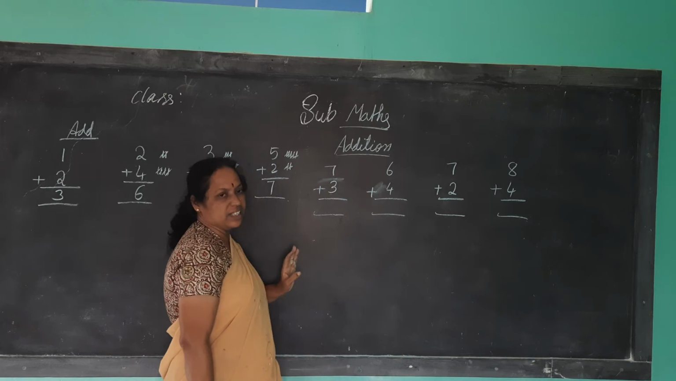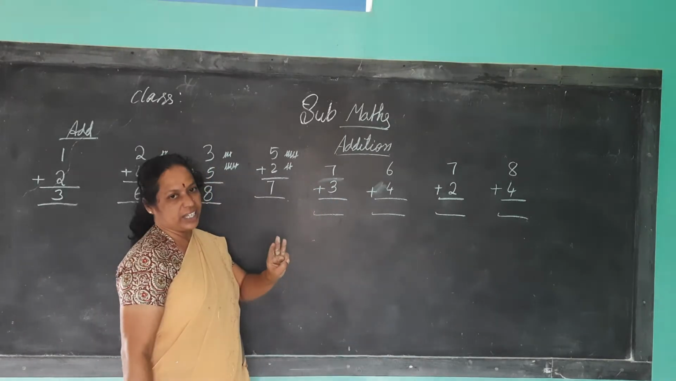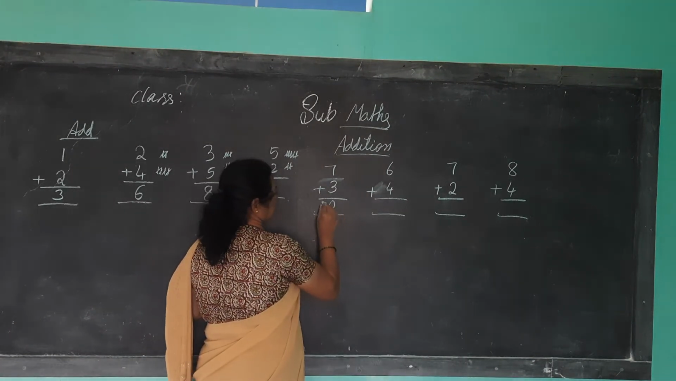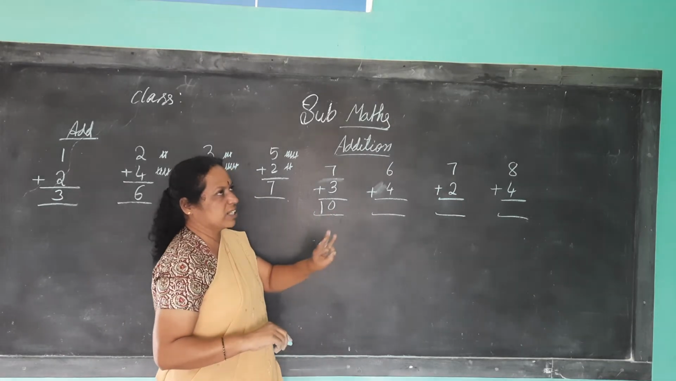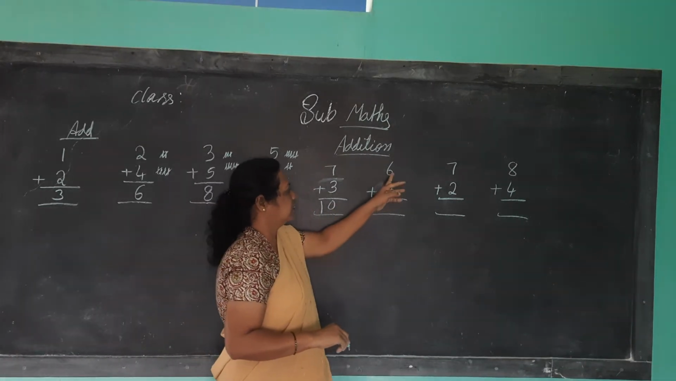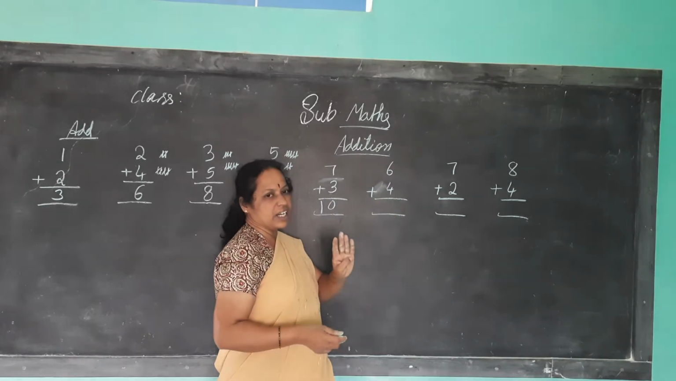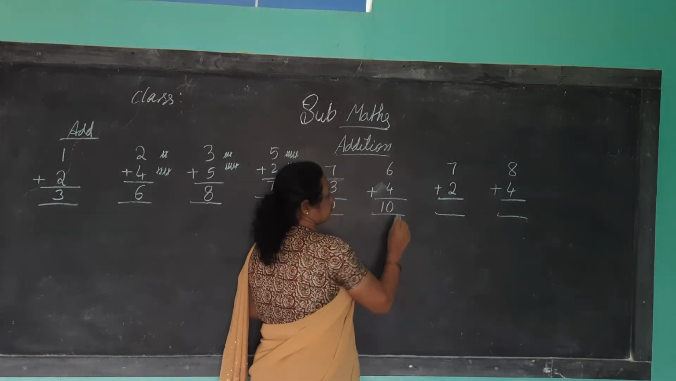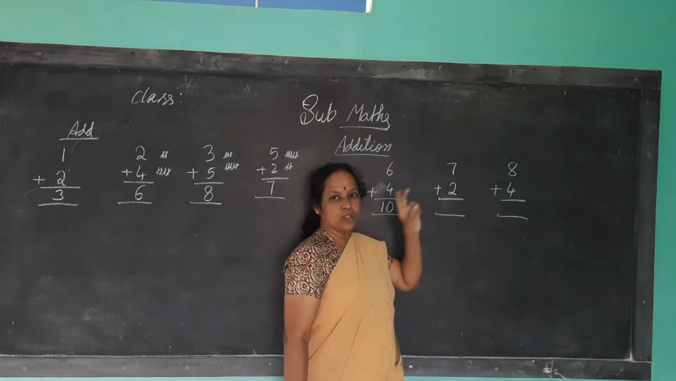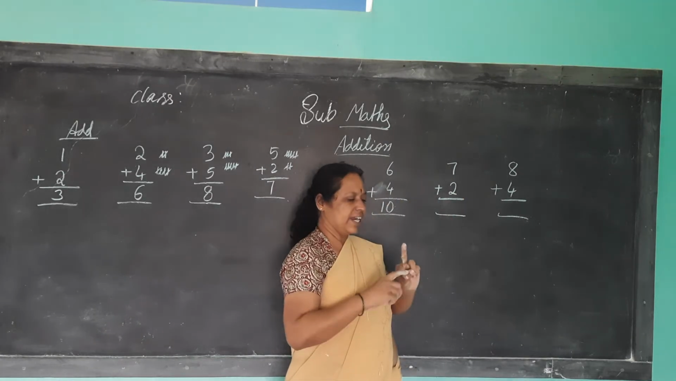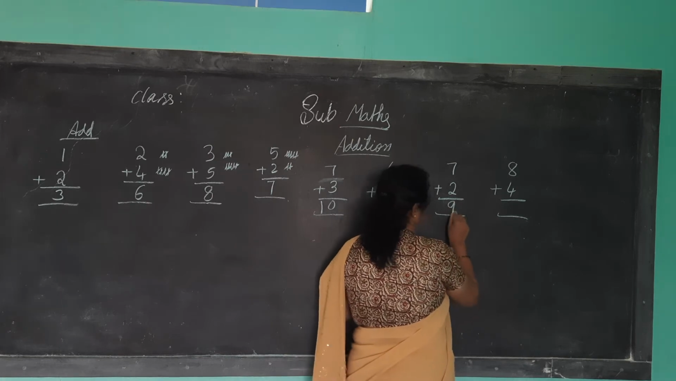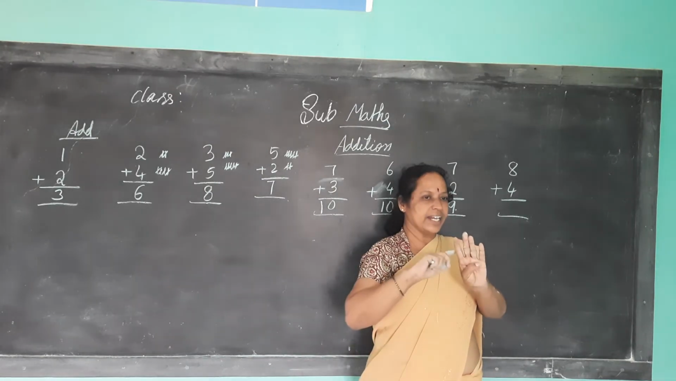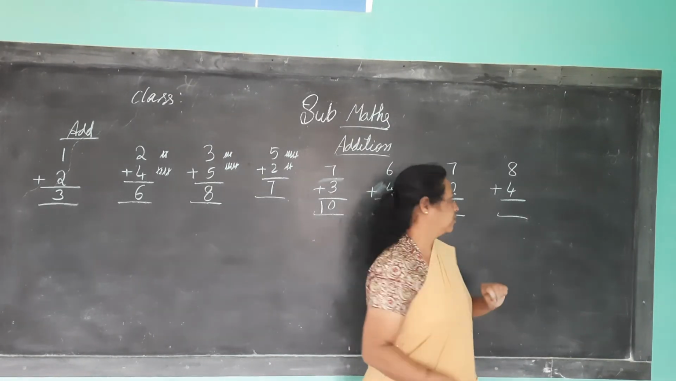So 7 plus 3. 7 in the mind, 3 on the finger. Okay, after 7: 8, 9, 10. One number you have to keep in the mind, one number on the finger, then you can add both. See, 6 in the mind, 4 on the finger. After 6: 7, 8, 9, 10. 7 in the mind, 2 on the finger. After 7: 8, 9. 8 in the mind, 4 on the finger. After 8: 9, 10, 11, 12.